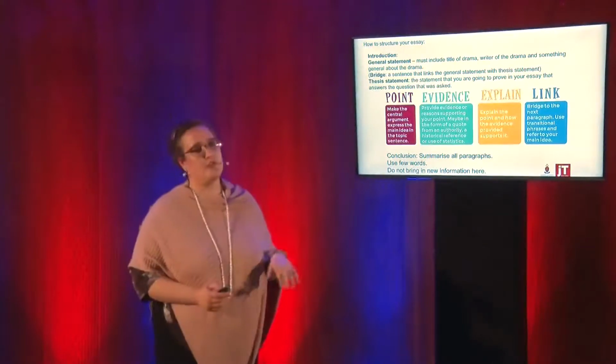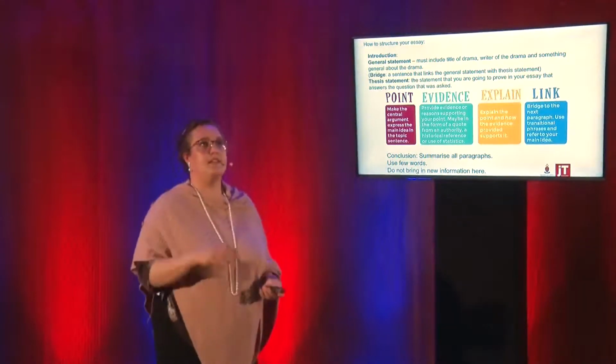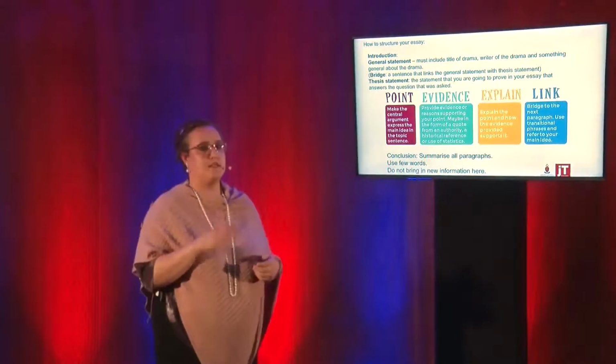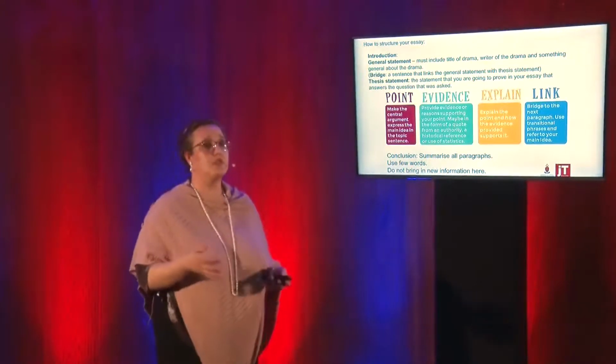Then we move over to your link. Now, your link is like the little bow on the present. It summarizes and concludes your paragraph. This has to go back to your thesis statement, the thing that you're trying to prove. This clearly shows that Othello is continuously duped by Iago, for example.